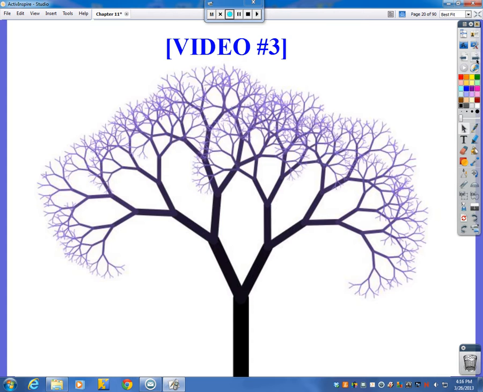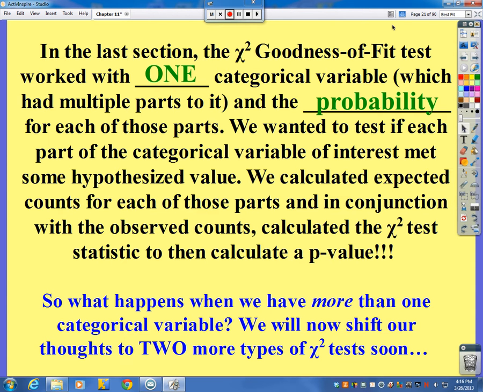type of chi-squared problem. In the last section, the chi-square goodness of fit test worked with one categorical variable, which had multiple parts to it. If you think about the M&Ms, our one categorical variable was color, and we had multiple colors, and the probability for each of those parts. In the M&M problem, blues were expected to come up a certain percent of the time, reds a certain percent, browns a certain percent, etc. We wanted to test if each part of a categorical variable of interest met some hypothesized value. We calculated expected counts for each of those parts, and in conjunction with the observed counts, calculated the chi-square test statistic to then calculate a p-value.